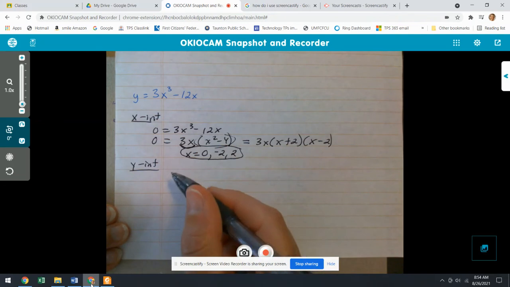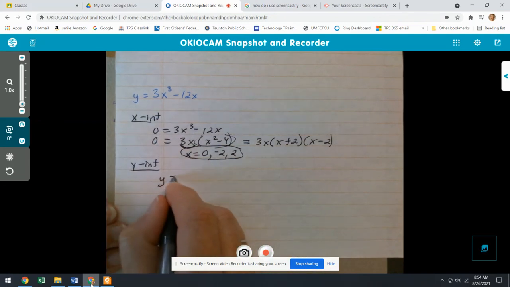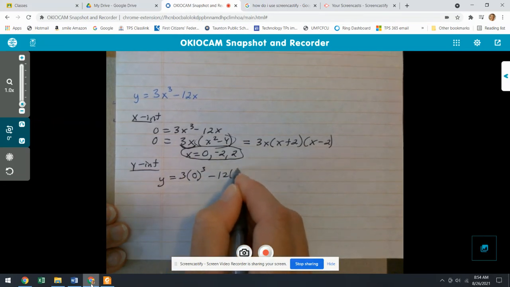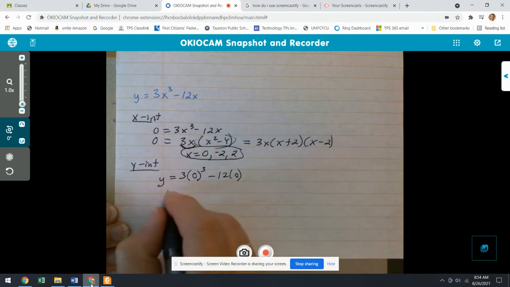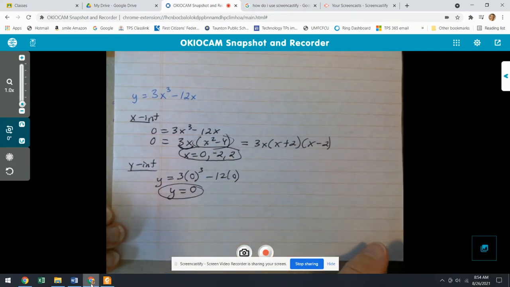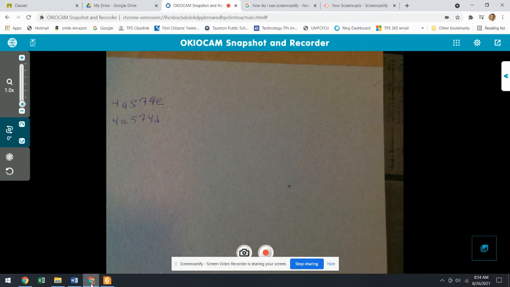For the y-intercept, same deal. We're going to take the equation, and this time we keep the y, and everywhere we have an x, we put in 0. Both of these terms go to 0, so our y-intercept is at y equals 0. All right, so there is how you find the intercepts of a graph.